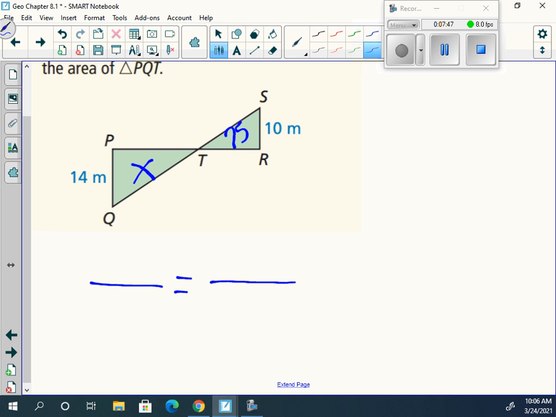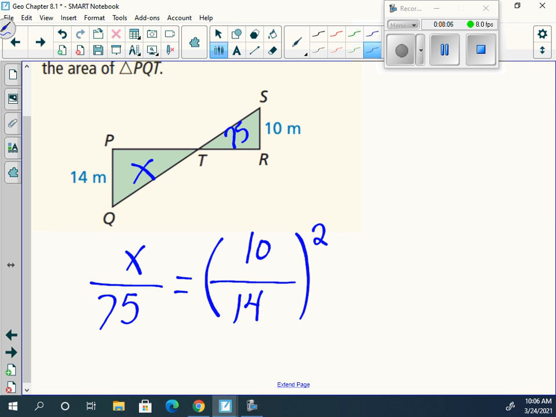So how would we set this up? X over 75 is going to equal what? 10 over 14. We have to square the 10 over 14 because we're dealing with area.